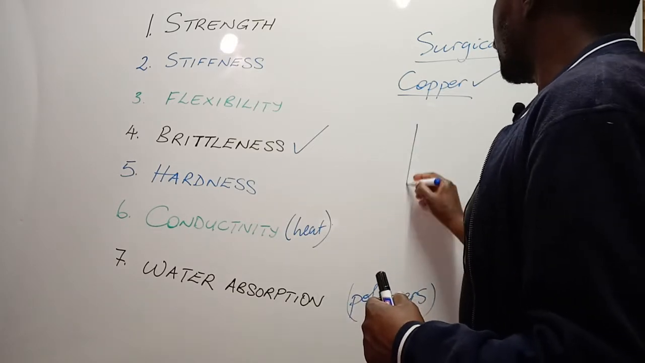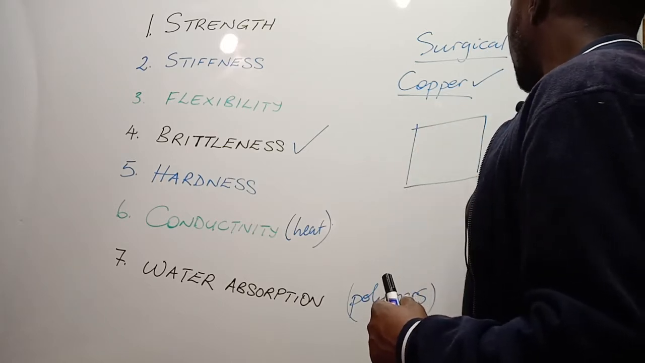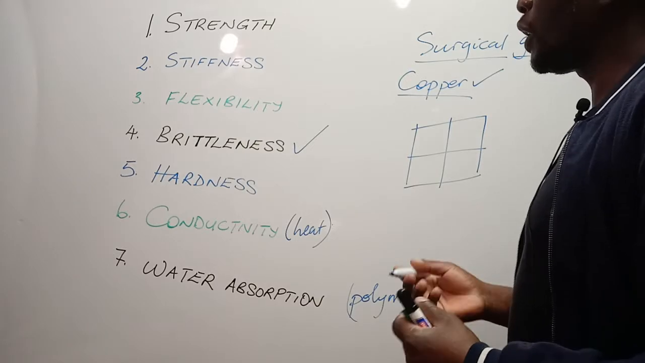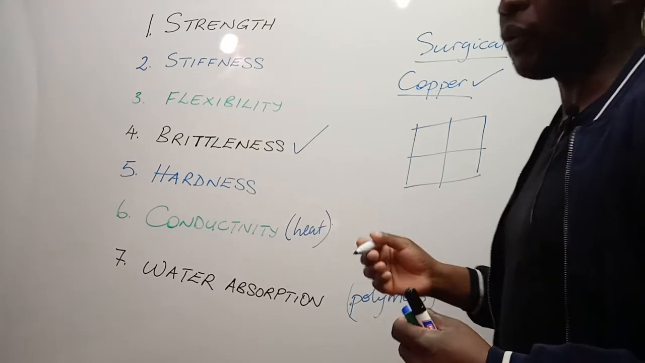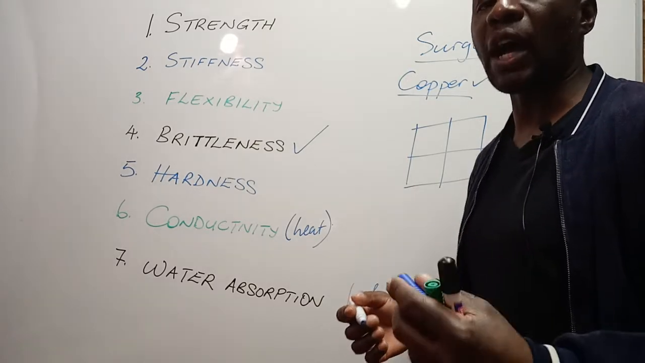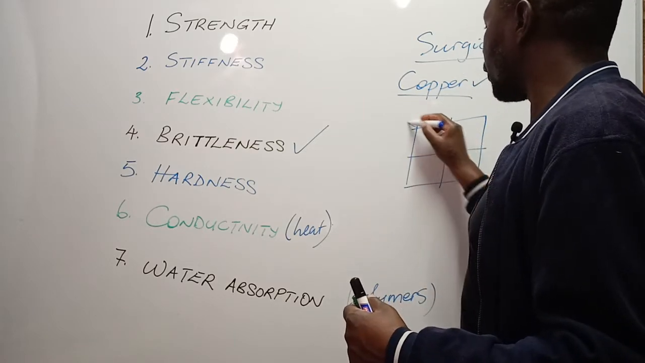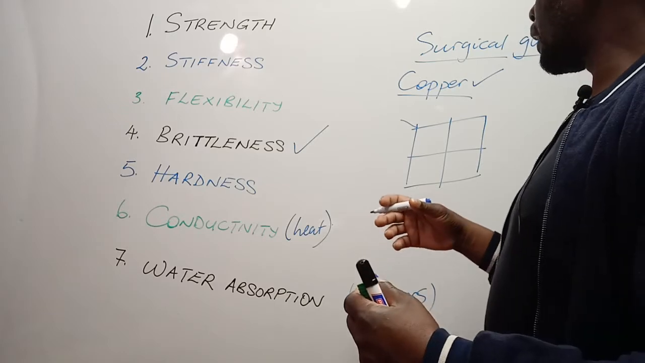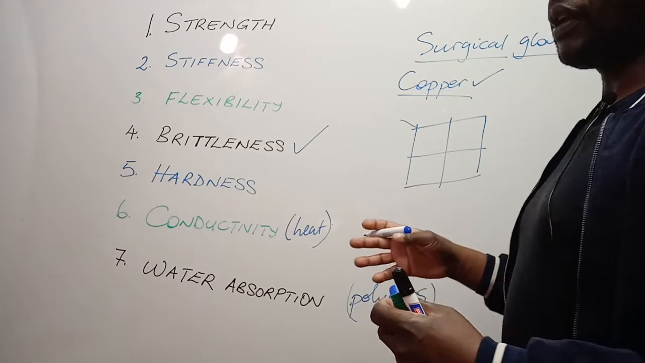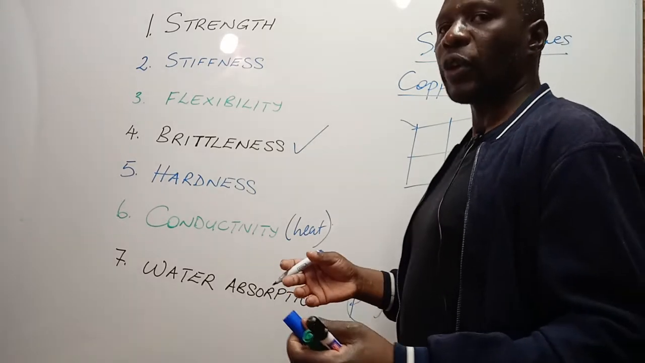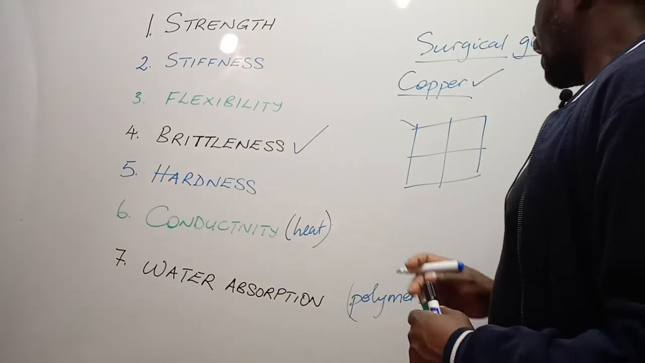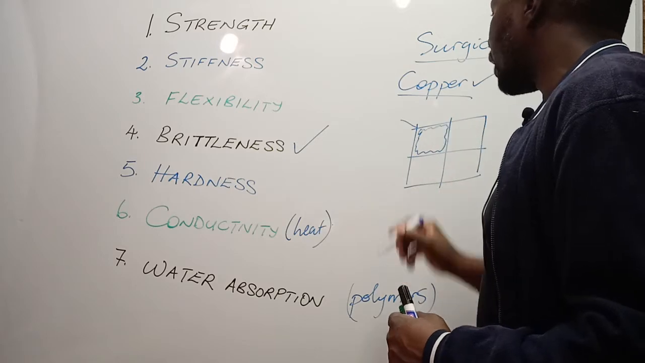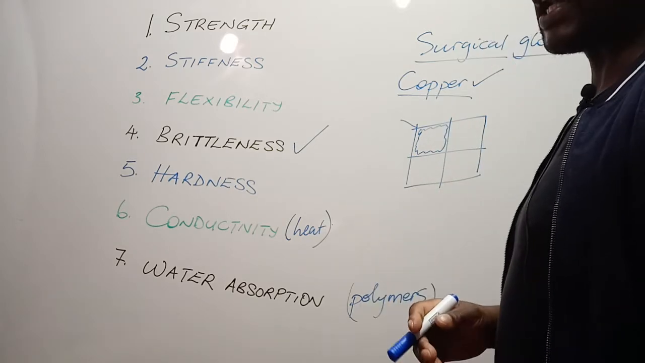If we look at windows, let's say this is a window, the frame of a window will either be made out of, this is the frame, it will be made out of maybe steel, it can also be made out of wood. But the glass panel itself is made up of glass.